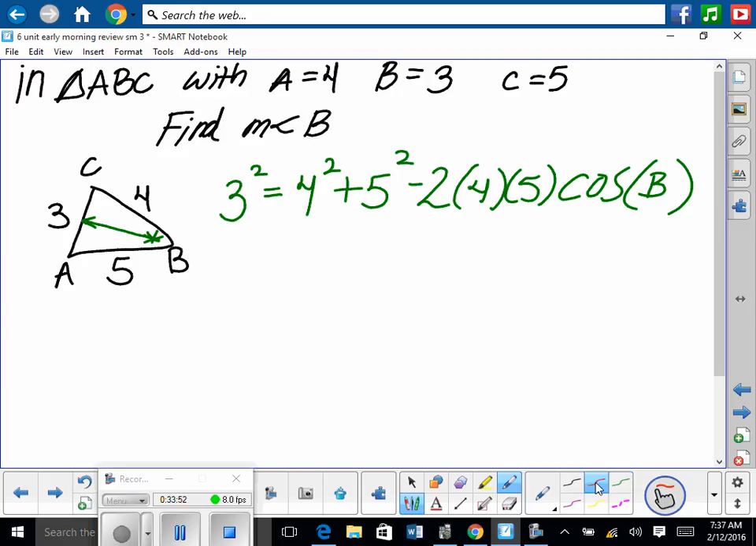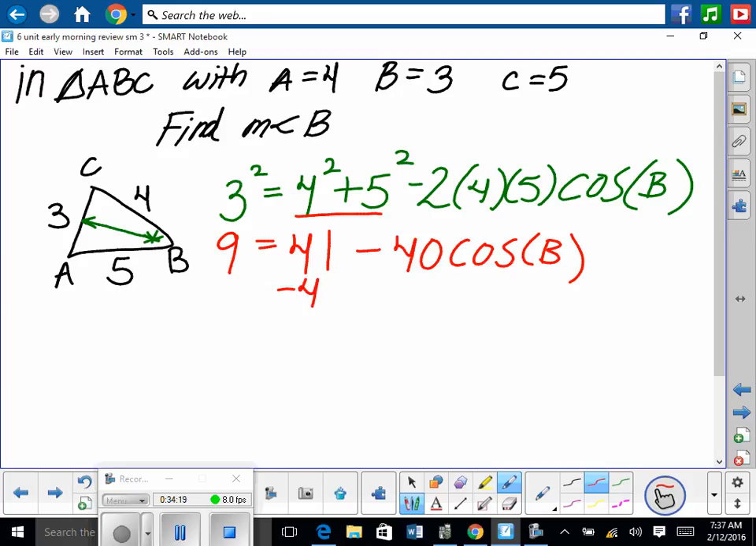Let's be really careful with our algebra. Let's add those up. So that's going to be obviously 16 plus 25. So we have 9 is equal to 41. Now careful, this is where most people make errors. So then we have negative 2 times 4 times 5, so minus 40 cosine of B. Is everybody comfortable with how I'm simplifying this? So now we're going to subtract 41. So we have 9 minus 41. So we have negative 32 is equal to negative 40 cosine of B.